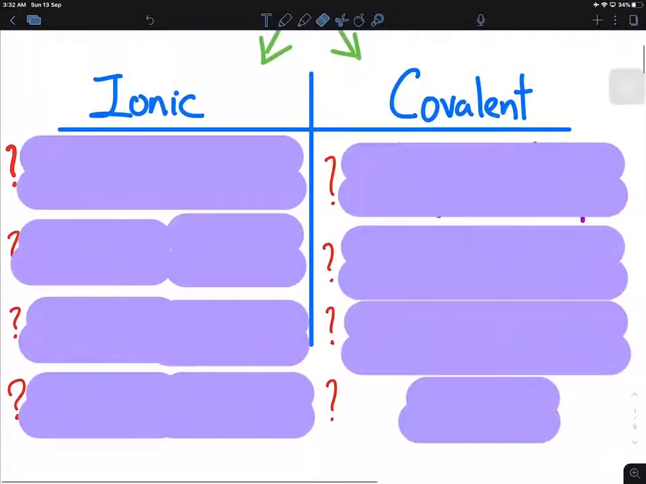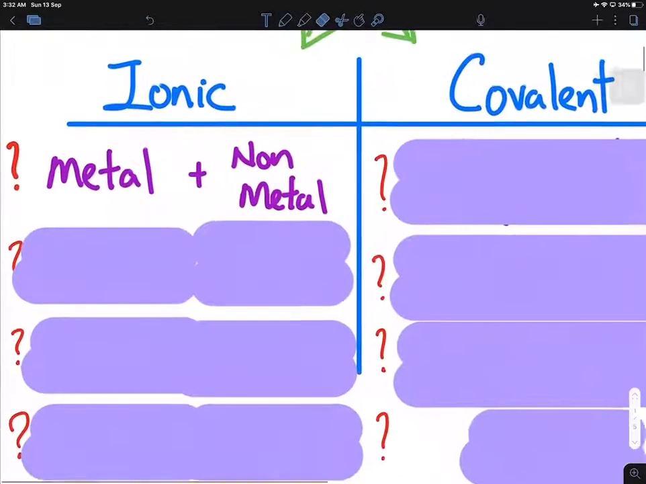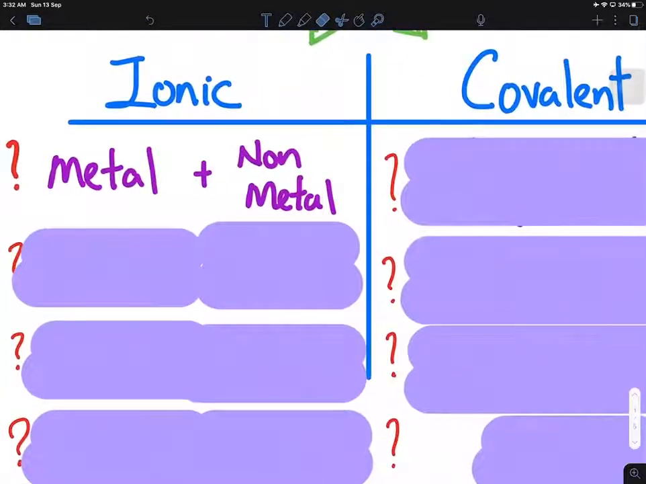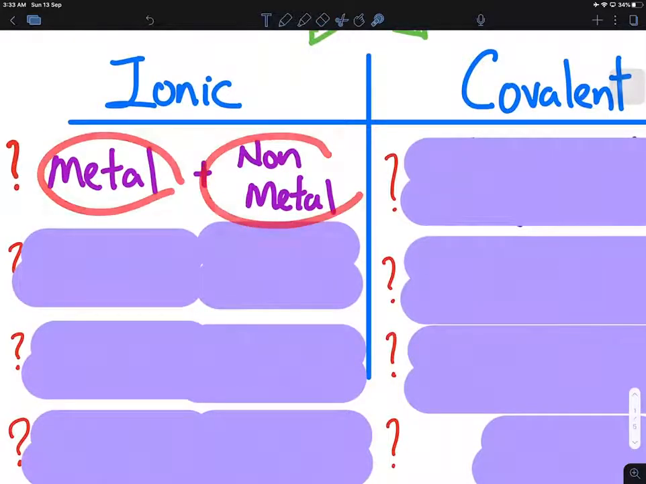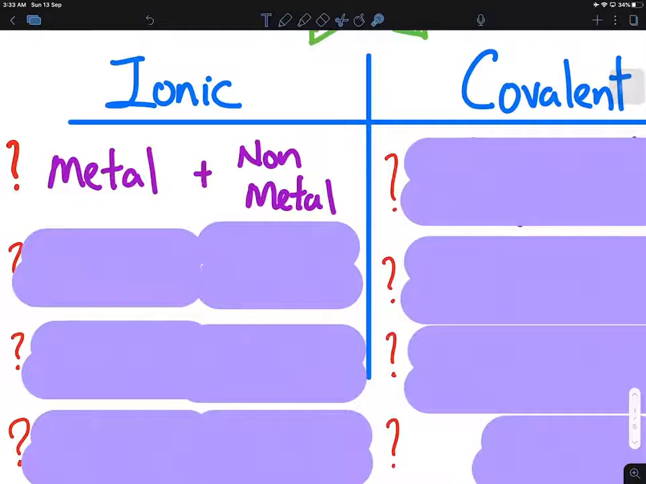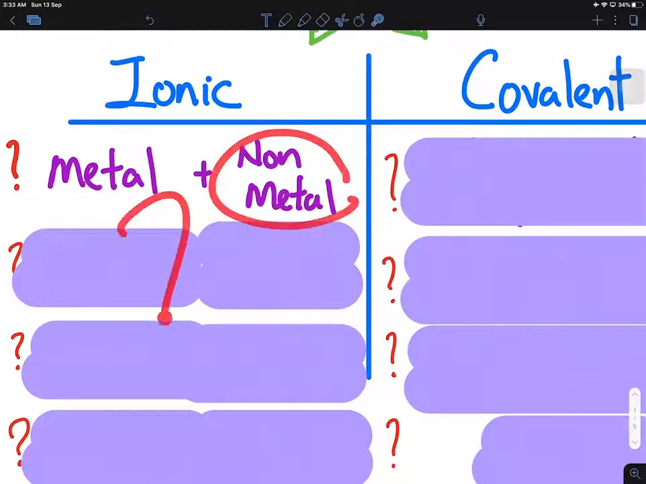Ionic compound is actually formed from a combination of metal and non-metal. How do I know whether the substance given is a metal or non-metal? So it comes to the second question now. How do I know whether a substance is metal or non-metal?